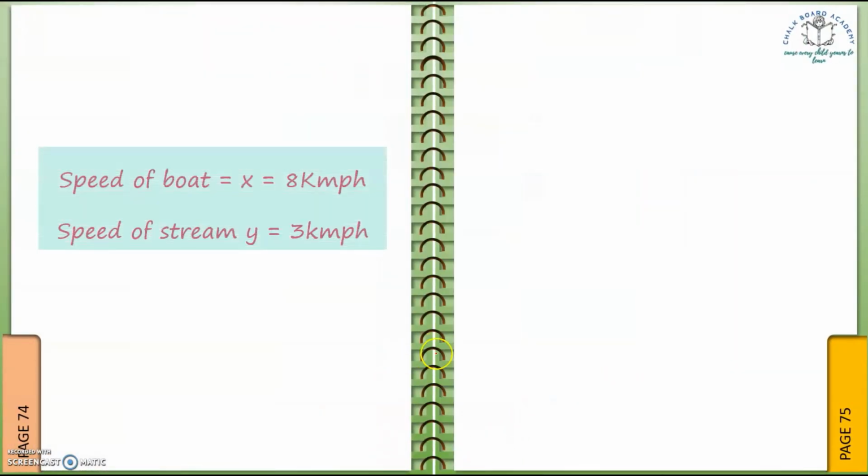Therefore the speed of the boat is 8 km per hour, and the speed of the stream is 3 km per hour. As we have earlier discussed, the speed of the stream should be less than the speed of the boat. So here we can simply see that 8 is greater than 3. That means we are satisfying that part of the question.